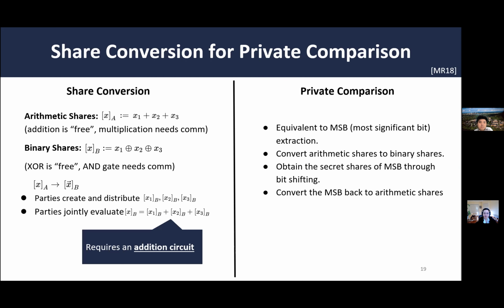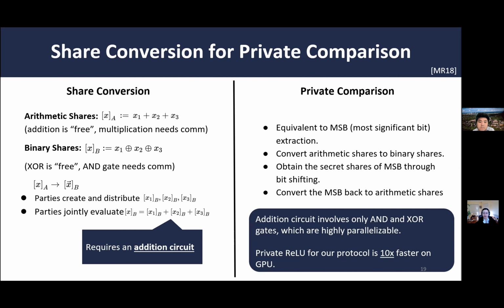On the right side, you can see that private comparison is equivalent to most significant bit extraction. For example, if we want to compare the values of x and y, we can first compute x minus y, and then get the sign bit, the most significant bit, to know whether it's positive or negative. With the share conversion protocol, we can evaluate private comparison by first converting our arithmetic share to a binary share, second using bit shifting to extract the Boolean share of the most significant bit, and third converting the most significant bit back to an arithmetic share. Since we only need an addition circuit, and it only involves AND or OR gates, these are highly parallelizable. As a result, private ReLU in our protocol is 10 times faster on the GPU compared to the CPU.